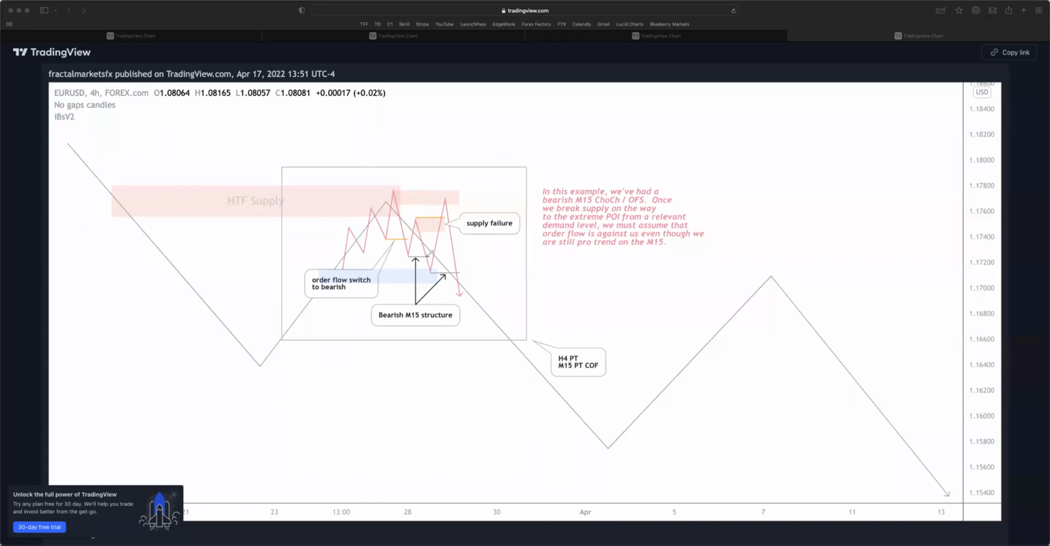So is everybody okay with the fact that if we come down, we create a supply chain, we break the supply chain, we run this as inducement, we are still running this as a pro trend move, but we are against order flow? 1 for yes, I'm understanding. 2 if you have a question. 1 and 2. Cool. So go ahead and ask your question.